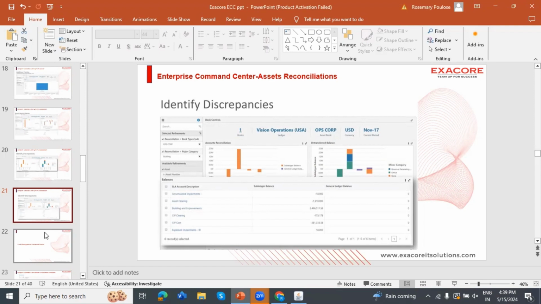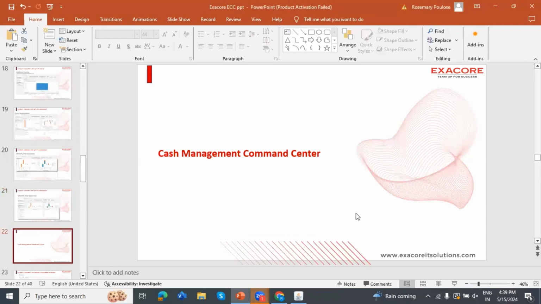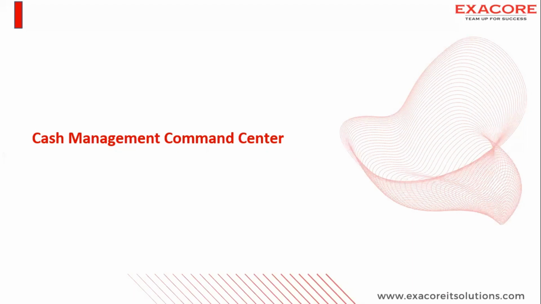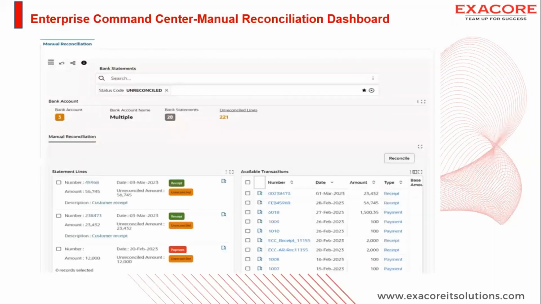So now we will move to the next command center, that is cash management. Oracle provides this cash management dashboard only for the manual reconciliation part. This dashboard provides insight into the unreconciled transactions in the enterprise to streamline the manual reconciliation process. Nowadays, most businesses opt for auto reconciliation to save time and ensure the correctness of the transactions. So now the question arises, why is this manual reconciliation dashboard required?